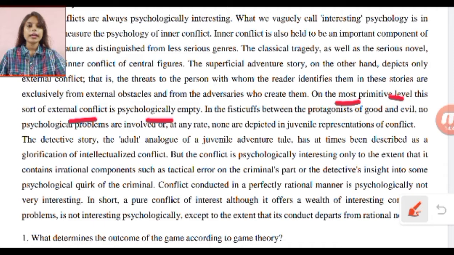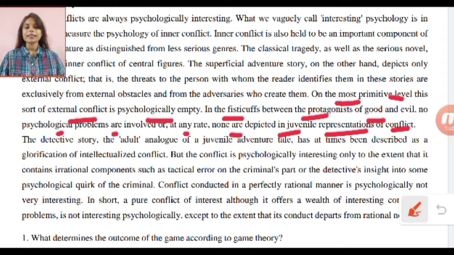Let's follow. In the fisticuffs between the protagonists of good and evil, no psychological problems are involved, or at any rate, none are depicted in juvenile representations of conflict. So they're talking about activities of people below 18 years old, which we term juvenile. These kinds of psychological problems are only involved when these people are doing something evil in their nascent ages.